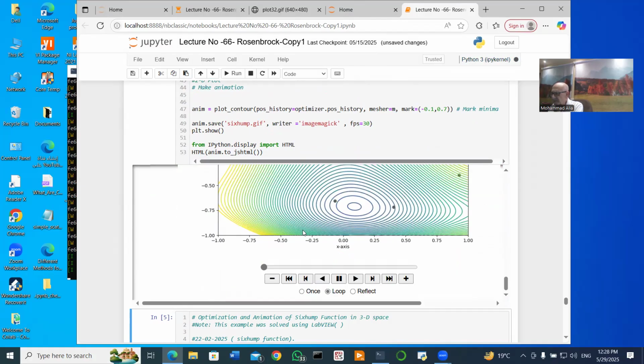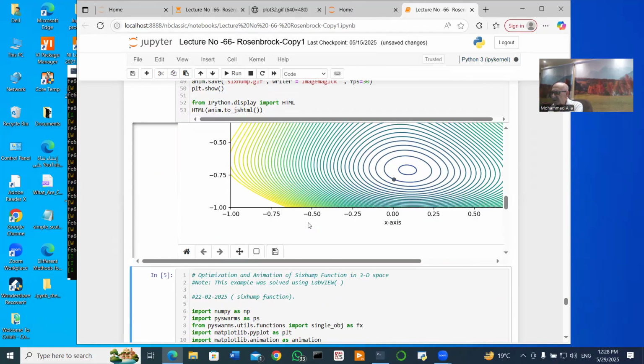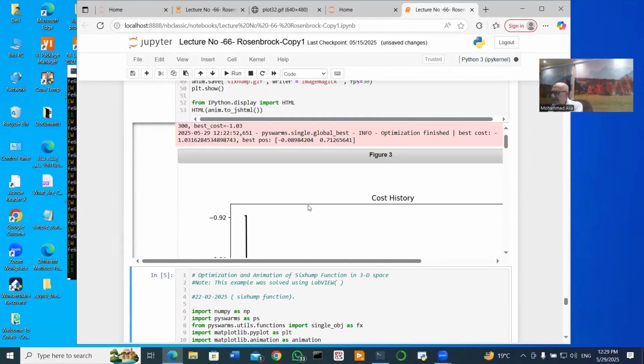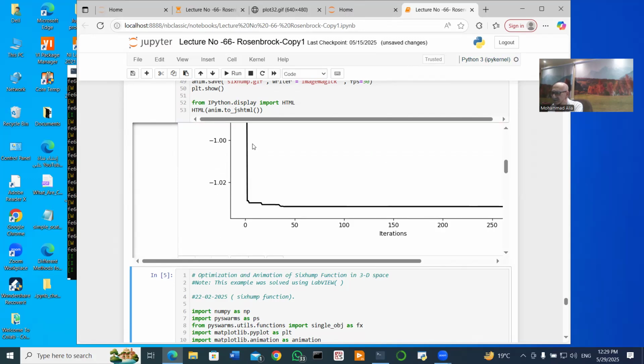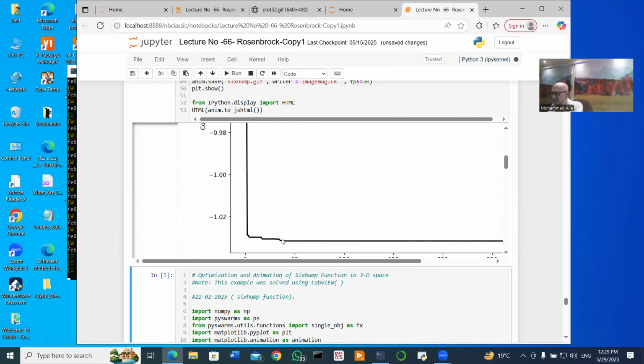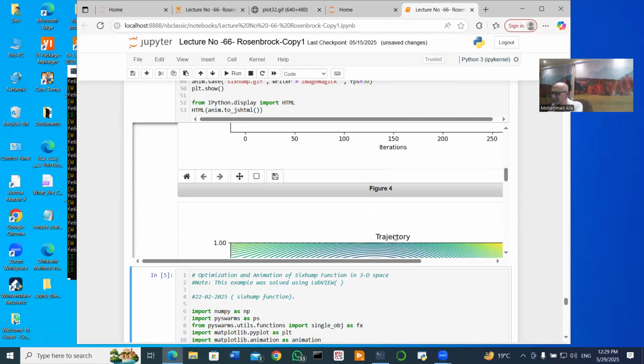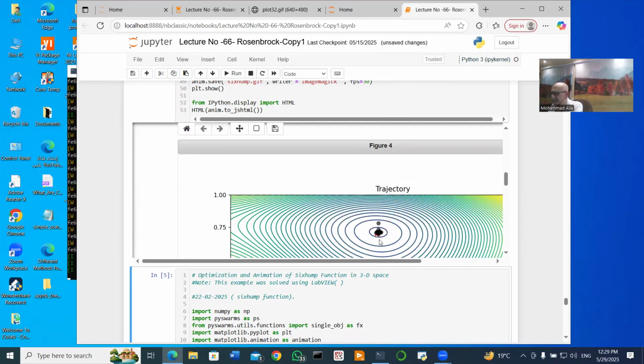Here, now, we shall see the results newly. The best cost is 1.0316, exactly the same. The XY values are also exactly the same. And this is the cost function coming down up to minus 1.3. And now, as you see here, the particles are still gathering in this point, showing that convergence is taking place exactly in the same coordinates.